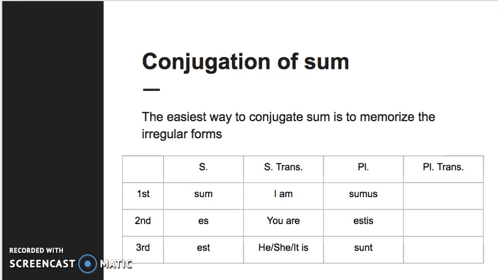And now their translations. Sumus means we are. What does sumus mean? Yes, we are. Estis means y'all are. What does estis mean? Yes, y'all are. You may also translate estis as you plural are, and even you are.